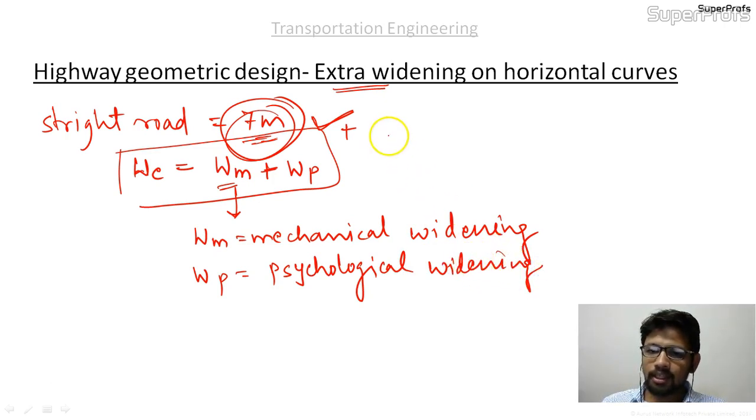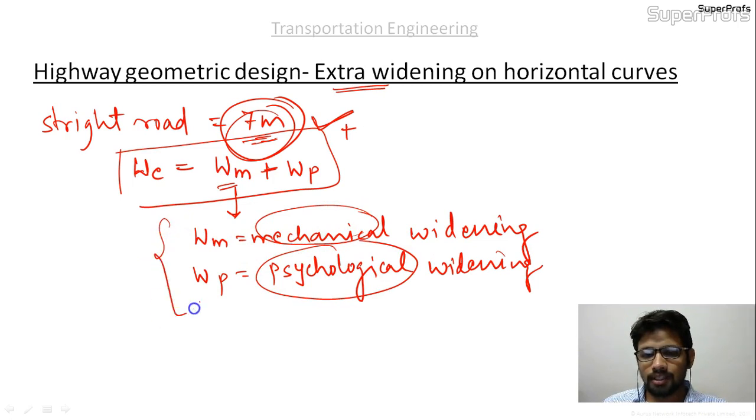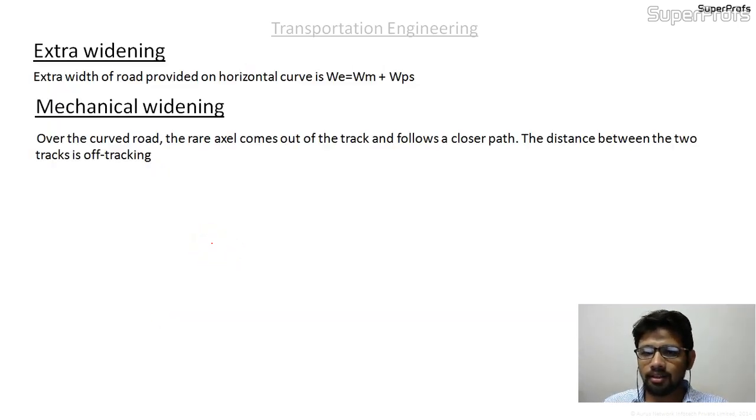So we will now be discussing what mechanical widening is. I hope you understood that it is nothing but some additional width of the road provided on horizontal curves for some mechanical reason and some psychological reason. We will discuss what the reasons exactly are. As far as mechanical widening is concerned, over the curved road the rear axle comes out of the track and follows a closer path.